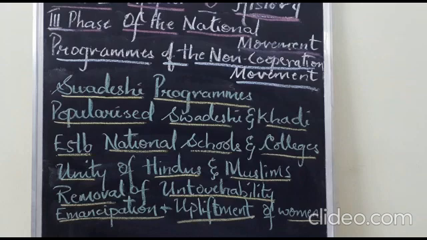So let's take a quick recap. What did they popularize? They popularized Swadeshi and Khadi. What was established? National schools and colleges were established. What did they develop? They developed the unity of Hindus and Muslims. What did they remove? They removed untouchability. And what was done for the women? Emancipation and upliftment of the women. So the status of the women was raised, and all the rights were given to them.